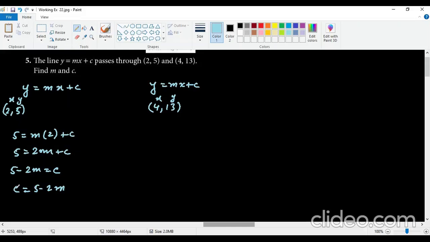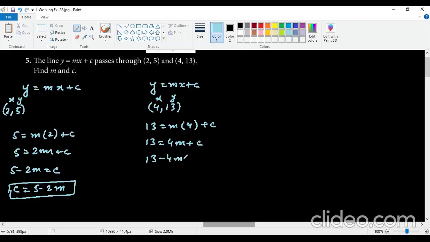Now taking the second point, this says y value is 13. So 13 equals m, x value is 4, plus c. That means 13 equals 4m plus c. That means 13 minus 4m equals c. So this is the value of c. C equals 13 minus 4m.